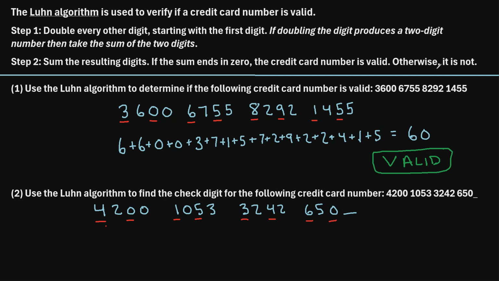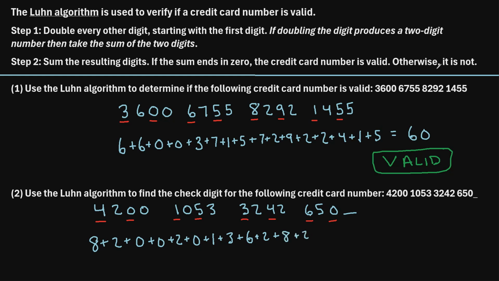And each of the digits that we underline, we're going to double them. So 4 doubled is 8. And then we add the next digit, which is 2. Plus 0 doubled is 0. Plus 0. Plus 1 doubled is 2. Plus 0. Plus 5 doubled, that's 10. So we had to take the sum of those digits, which is just 1. Plus 3. Plus 3 doubled is 6. Plus 2. Plus 4 doubled is 8.